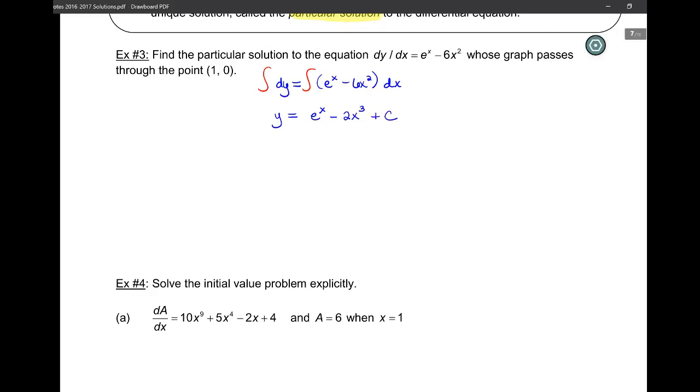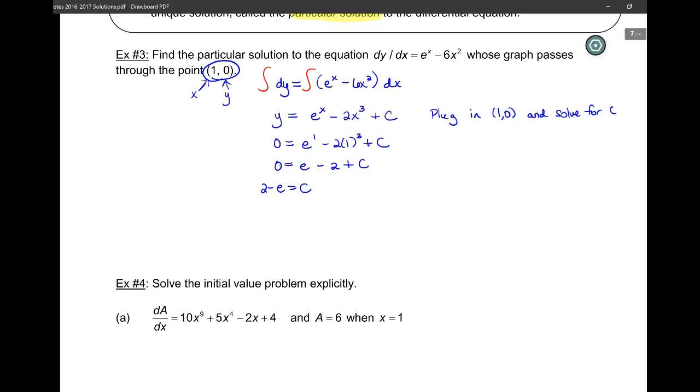Okay, so step 1 is we integrate. Step 2, here's what we want to do. We're going to use this. So we're going to plug in 1, 0 and solve for c. Okay, so right here, x is 1, y is 0, so I have 0 equals e to the first minus 2 times 1 cubed plus c. So I get e minus 2 plus c, or 2 minus e is equal to c.